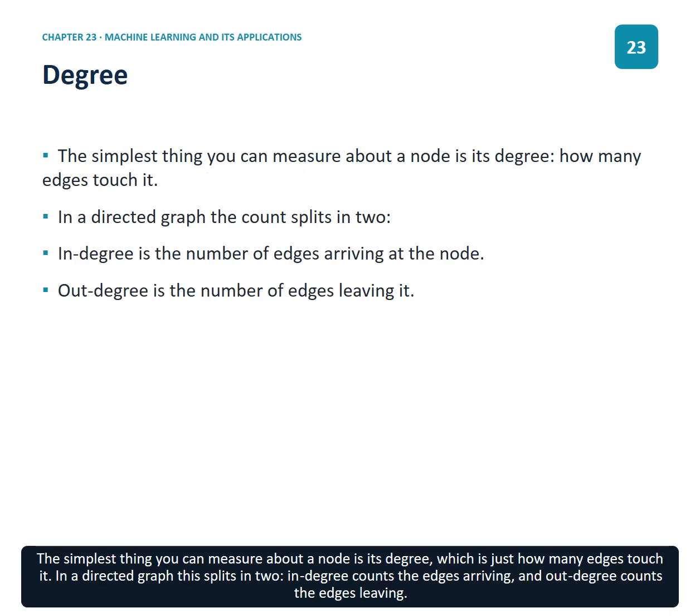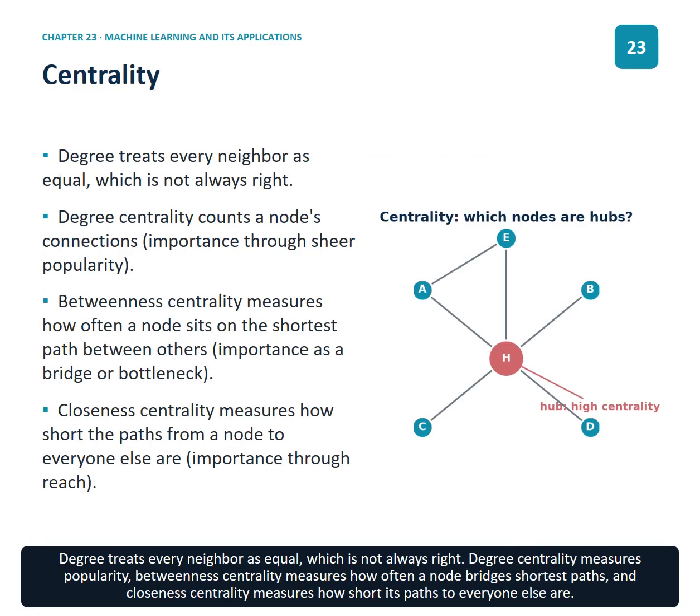The simplest thing you can measure about a node is its degree, which is just how many edges touch it. In a directed graph, this splits in two. In-degree counts the edges arriving, and out-degree counts the edges leaving. Degree treats every neighbor as equal, which is not always right. Degree centrality measures popularity. Betweenness centrality measures how often a node bridges shortest paths. And closeness centrality measures how short its paths to everyone else are.